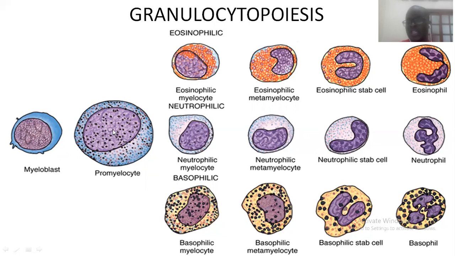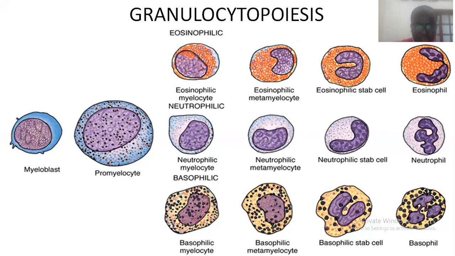At this stage, you can't differentiate them. But from promyelocytes, it will become a myelocyte. Once they reach this stage of myelocytes, then you'll be able to differentiate the three types of granulocytes. So you have the myelocyte that will be eosinophilic, meaning that it will contain granules that have got affinity for eosin, so they are eosinophilic. So now you are able to tell that this eosinophilic myelocyte will later on become the mature eosinophil.